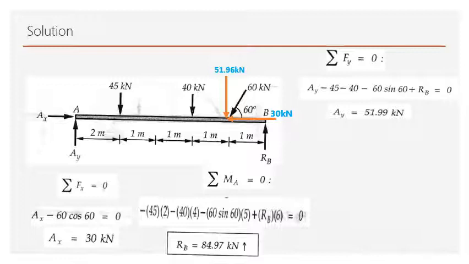Then RB we have found out already, 84.97. So if you substitute the value of RB in that equation, we get Ay as 51.99 kilonewton. So our next step is to find the total reaction at A. See here, these are the separate reactions Ax and Ay. If you combine them, we can find the total reaction, that is RA.